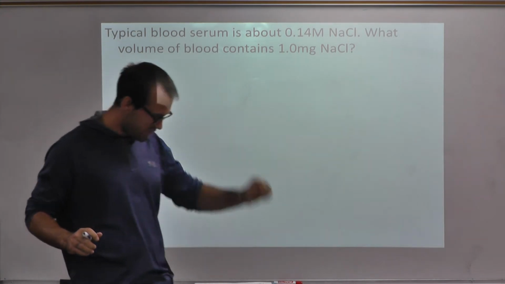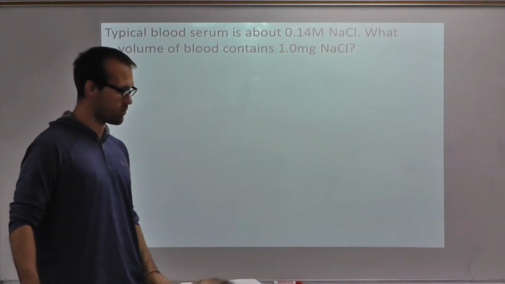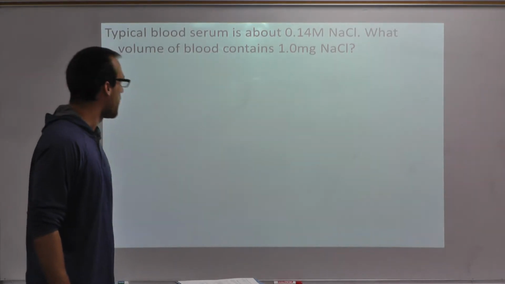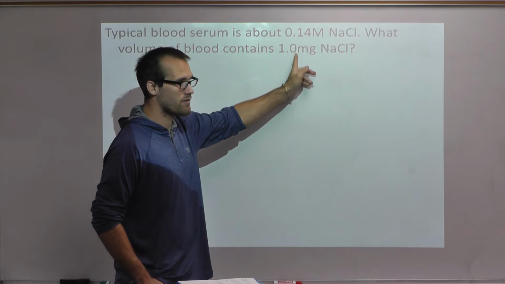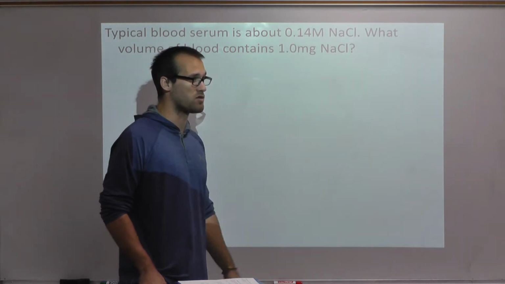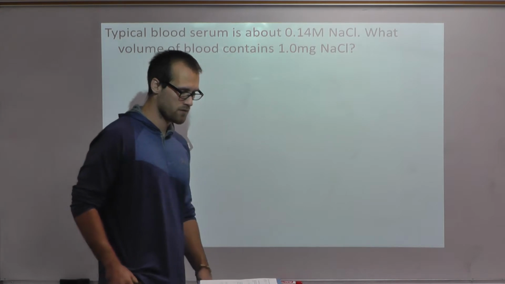This is the more real life stuff you're probably going to see on a quiz or a test or a homework assignment. Okay, so here we go. We know that typical blood serum or blood has a concentration of 0.14 molar NaCl in it. Okay? So it says if I know that I have 1.0 milligrams of NaCl in the blood, what's the volume of the blood? Because remember, there's a certain amount per liter of NaCl I have. So if I've got this many grams of it, I know there's a certain volume that goes with that. Does that make sense? Okay. There's a couple ways we could do this.